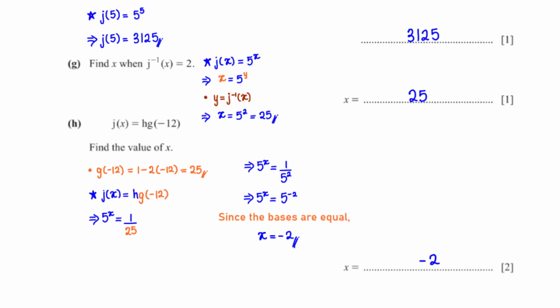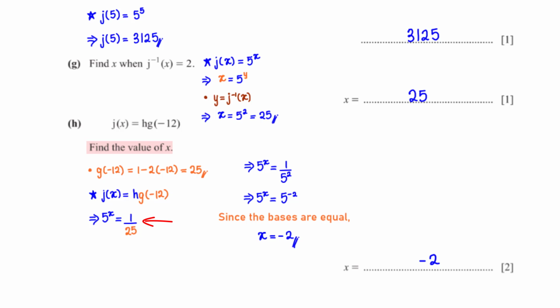j of x equals h of g of negative 12. Find the value of x. First, let's find g of negative 12 by replacing x in g of x with negative 12. This gives us 25. And so if j of x equals h of g of negative 12, then we know j of x is 5 raised to the power x, and h of g of negative 12 is 1 over 25.